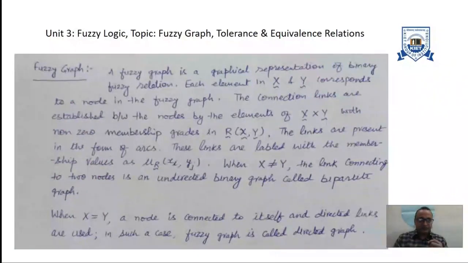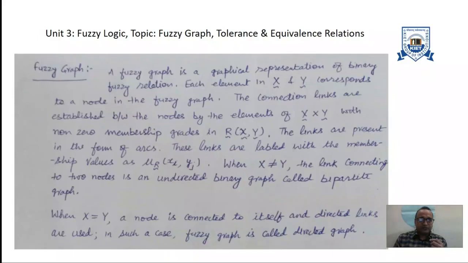Hello students, in today's lecture of Unit 3, we will discuss two important topics. One is the fuzzy graph and another is the tolerance and equivalence properties of a relation. First of all, we will study the tolerance and equivalence relations property in the context of crisp relation, and then further we'll conceive the same idea and establish similar kinds of properties in fuzzy relations. So let's come to the first topic, that is the fuzzy graph.